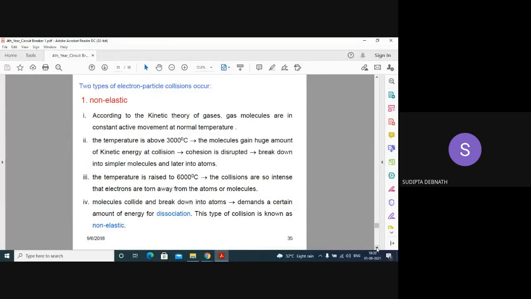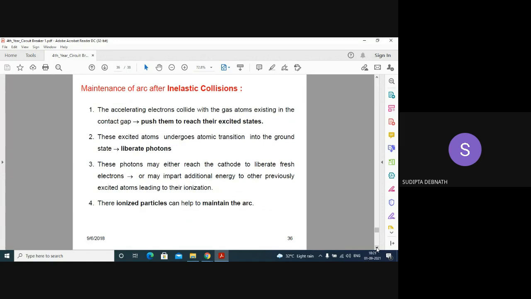The temperature is raised to 600 degrees Celsius. The collisions become so intense that electrons are torn away from the atoms or molecules. Okay, so molecules collide and break into atoms, which demands a certain amount of energy for dissociation. This type of collision is called non-elastic collision. That is complete dissociation of the atoms and molecules, and it occurs at such high temperature.